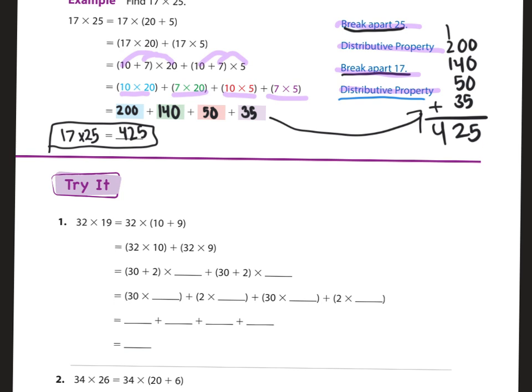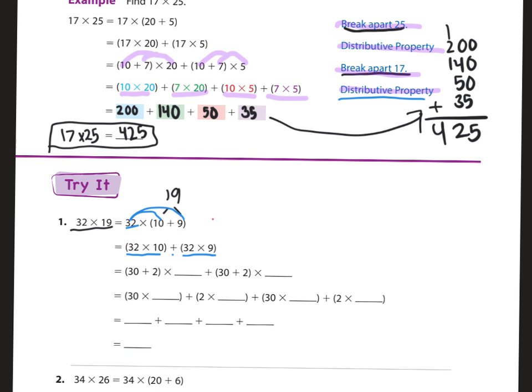Let's take a look at number 1. I have the problem 32 times 19. I know I'm going to break apart first. I see they already started that for me, and they broke apart the 19 into 10 plus 9. I break apart, I distribute. So I'm going to distribute the 32, and I'm going to write 32 times 10, 32 times 9. They already did that for me. 32 times 10 plus 32 times 9.